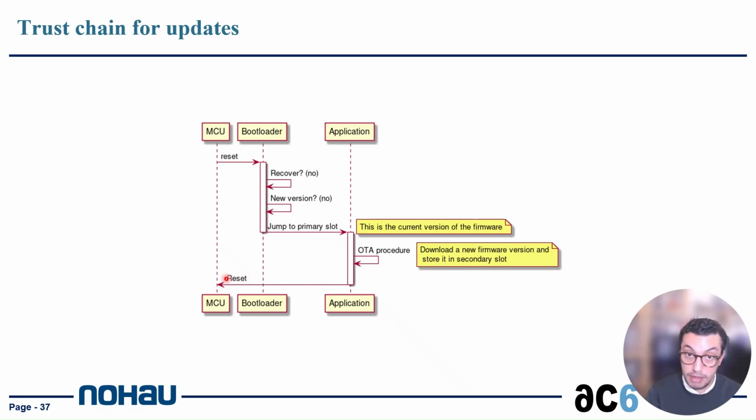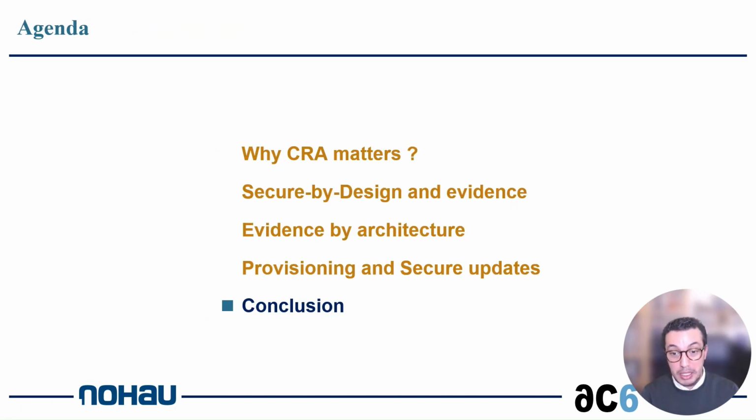When we reboot after that, on the next reboot, the bootloader will see the new version, verify it, and swap it. So if anything goes wrong, the bootloader can fall back to the known good firmware because we didn't erase the first one. But this means that you have to have enough memory space to handle this. Of course, it comes with a cost. This is what I explained at the very beginning when we defined the CRA scope.